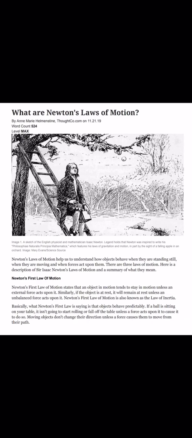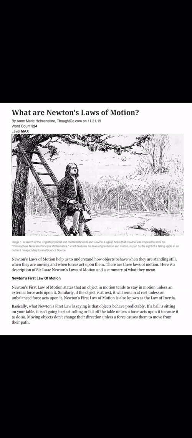Newton's laws of motion help us to understand how objects behave when they are standing still, when they are moving, and when forces act upon them. There are 3 laws of motion. Here is a description of Sir Isaac Newton's laws of motion and a summary of what they mean. Newton's first law of motion, here we go.